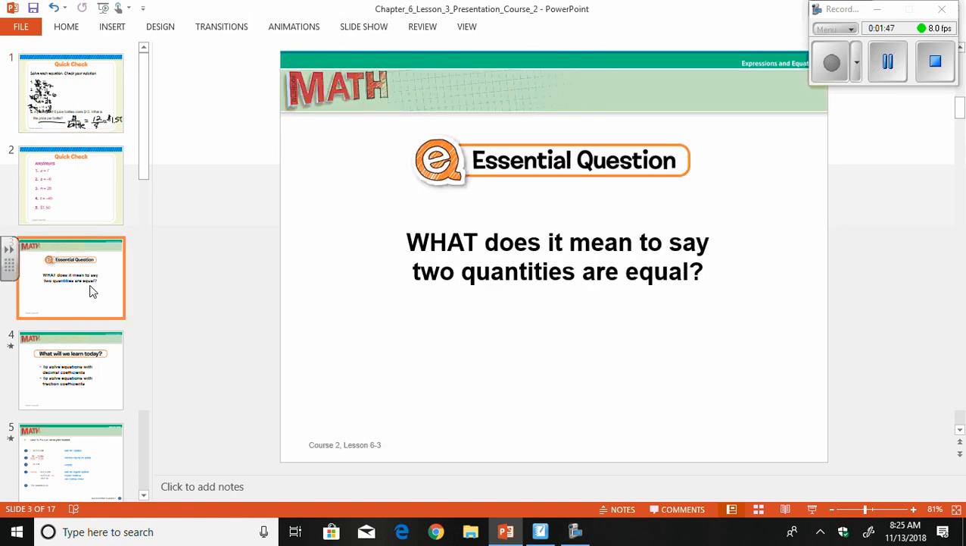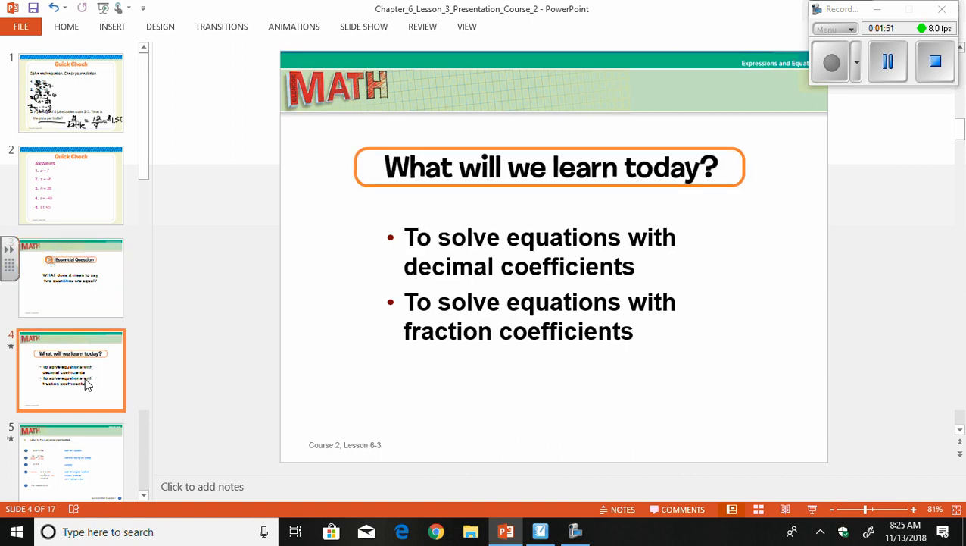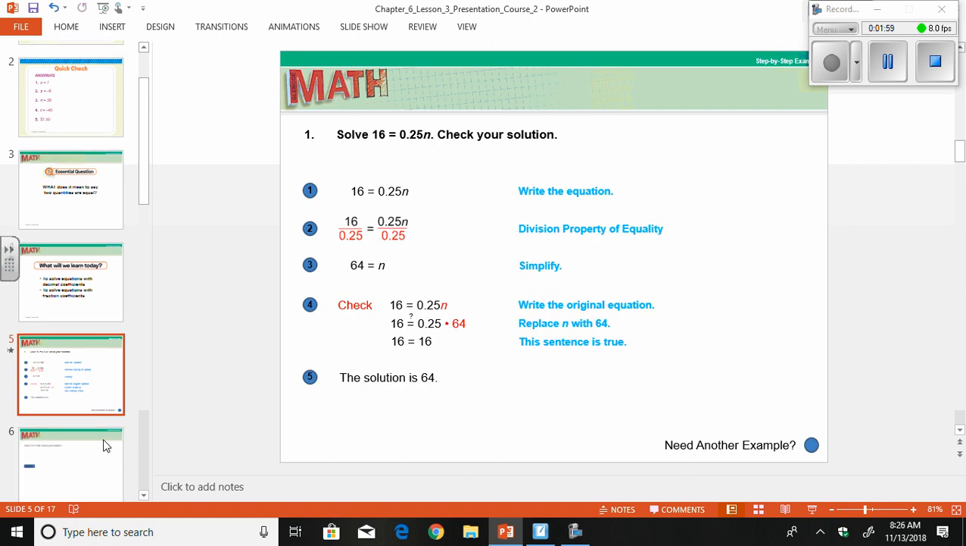Our question, what does it mean to say two quantities are equal? Well, today we'll see that to solve equations with decimal coefficients and to solve equations with fraction coefficients. So decimals and fractions is what we're going to deal with today.